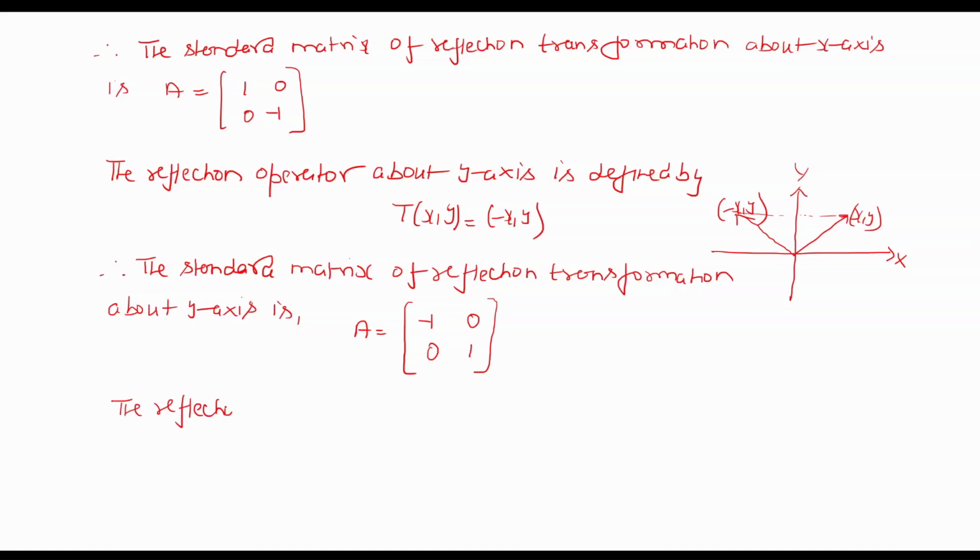So what should be the reflection of the vectors x, y about the line y is equal to x? Yes? Any idea? What should be the reflection of the vector x, y about the line y is equal to x?